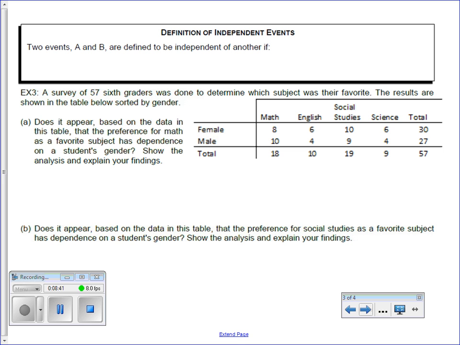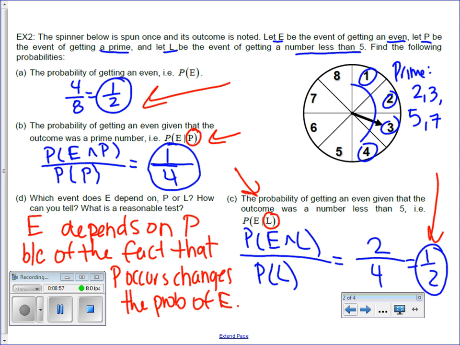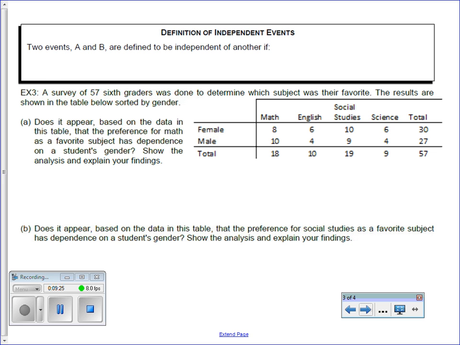So what we're going to do now is fill in a general formula for the definition of independent events. 2 events, A and B, are defined to be independent if... So if we look back at that last example, the way that we knew that E was dependent on P was because when we did E given P, it was a different probability from just P of E. But when we did P of E given L, it was the same probability as P of E. So part A and part C were independent of each other, whereas part A and part B were dependent on each other. So here's our kind of rule.